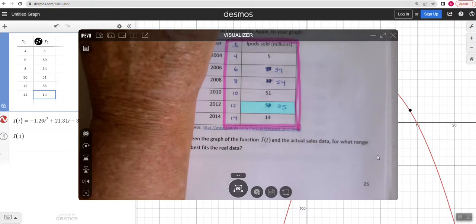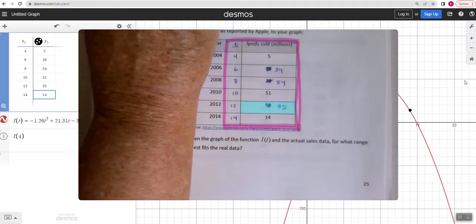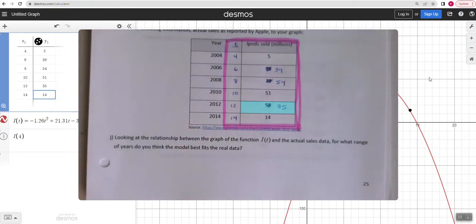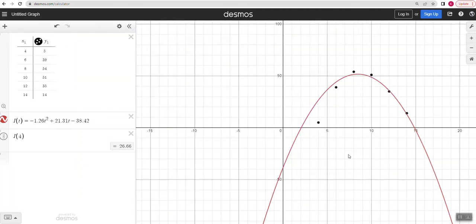All right. The last question here asks, looking at the relationship between the graph of the function I of t and the actual sales data, for what range of years do you think the model best fits the data? So it looks to me like really, well, it's not terrible here in what would that be, at t equals 6. So maybe starting in 2006 until about 2014, we have a pretty good fit.